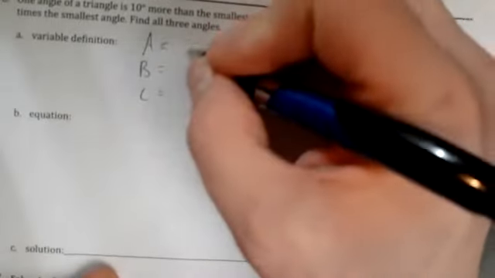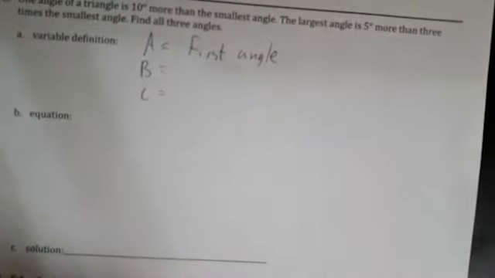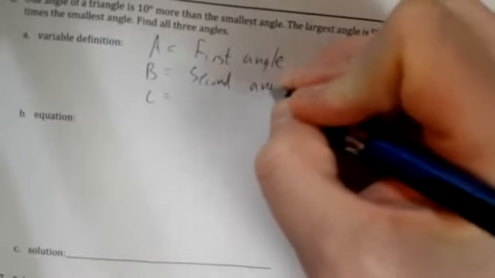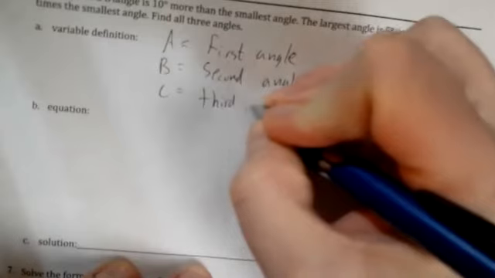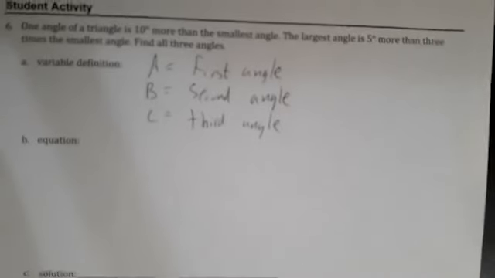And A is going to be the first angle. B is going to be the second angle. And C is going to be, wait for it, the third angle. Okay. I have 3 angles. I have a first one, second one, and third one. Okay. So now let's go back, read this statement.